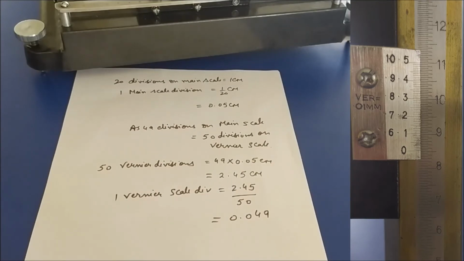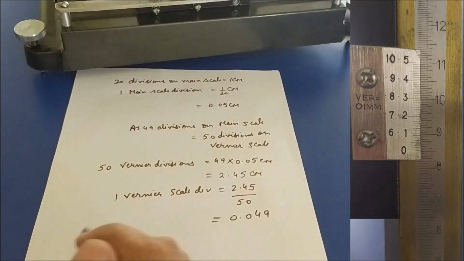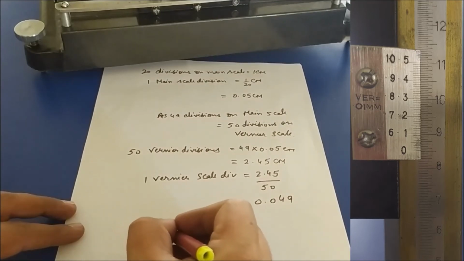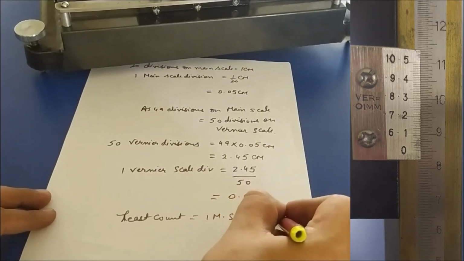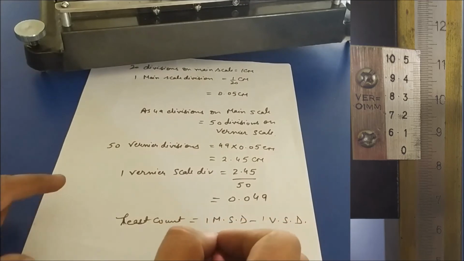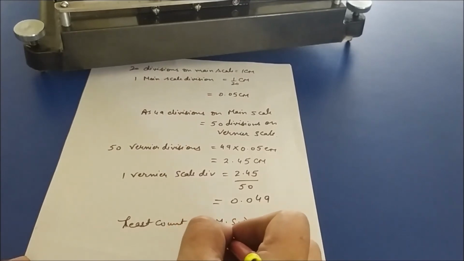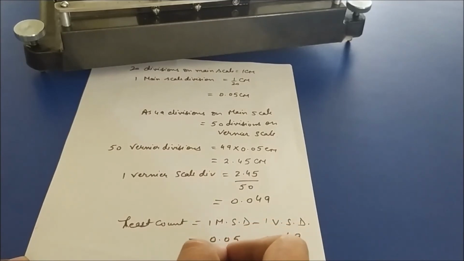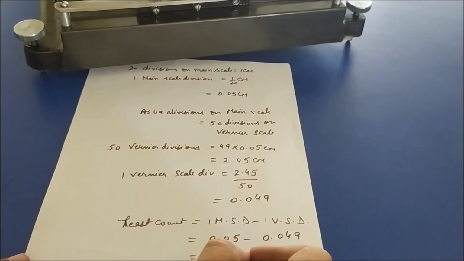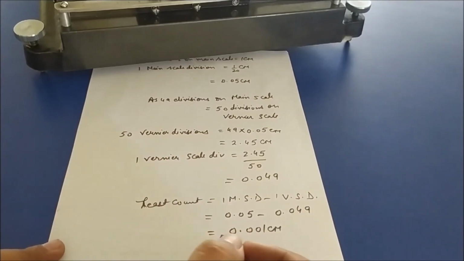The least count is the lowest value that a device has the ability to measure, and the gap between one main scale division and one vernier scale division is called the least count of the device. So your least count will be 1 main scale division minus 1 vernier scale division. Your one main scale division is 0.05 and one vernier scale division is 0.049, and it comes out to be 0.001 centimeters. So this is the least count of the vernier on the traveling microscope.